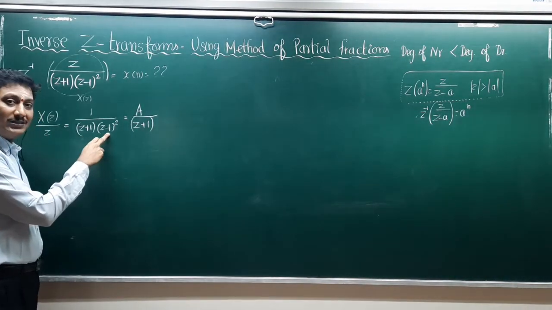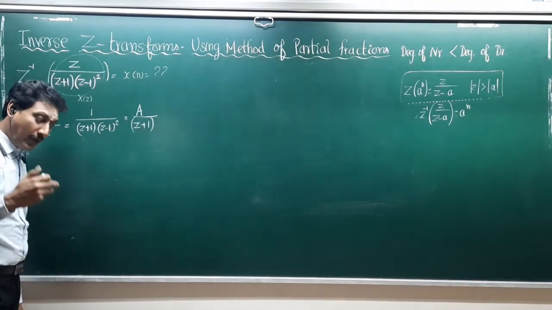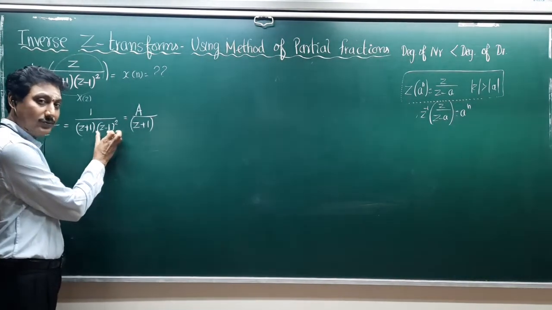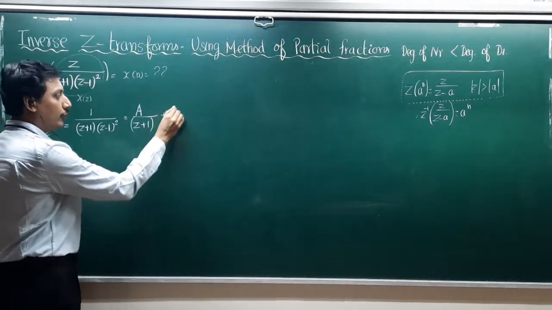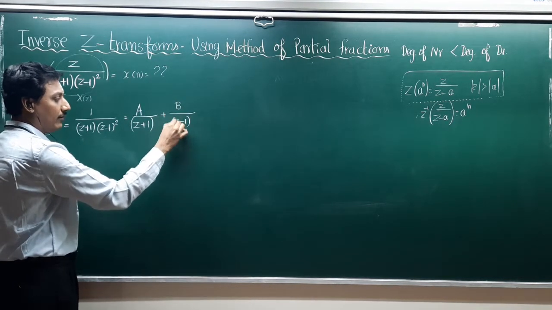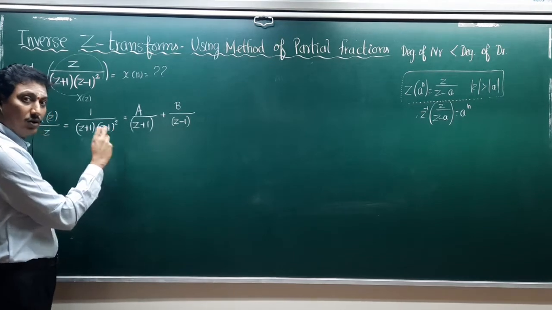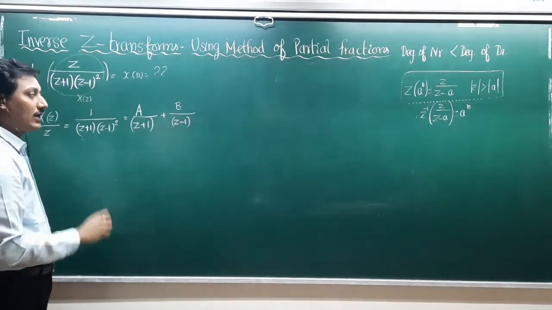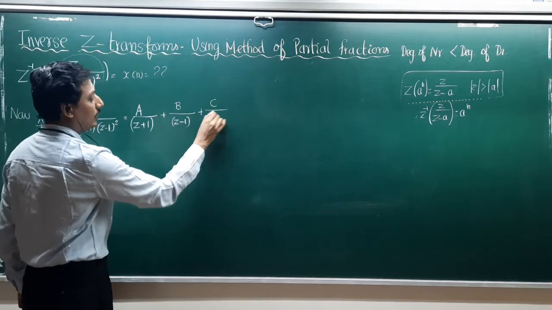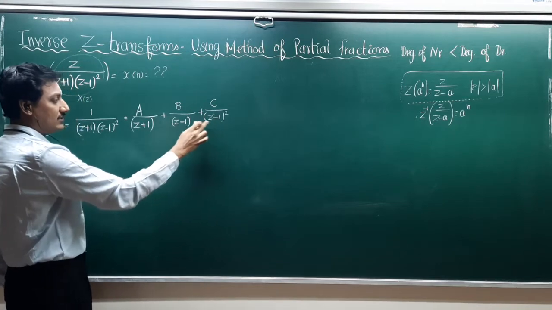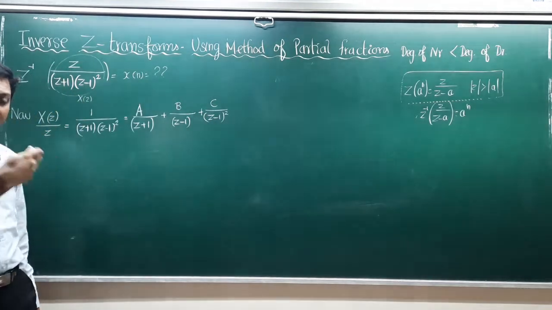But the z minus 1 is repeated twice. So I need to introduce two constants for this factor z minus 1 whole square. So how do we introduce the constants? I introduce the first constant for z minus 1 whole power 1, because it is twice. So for the first degree, we introduce one constant. For the second degree, I introduce the second constant. So altogether there are two constants for this term z minus 1, because z minus 1 is repeated twice.